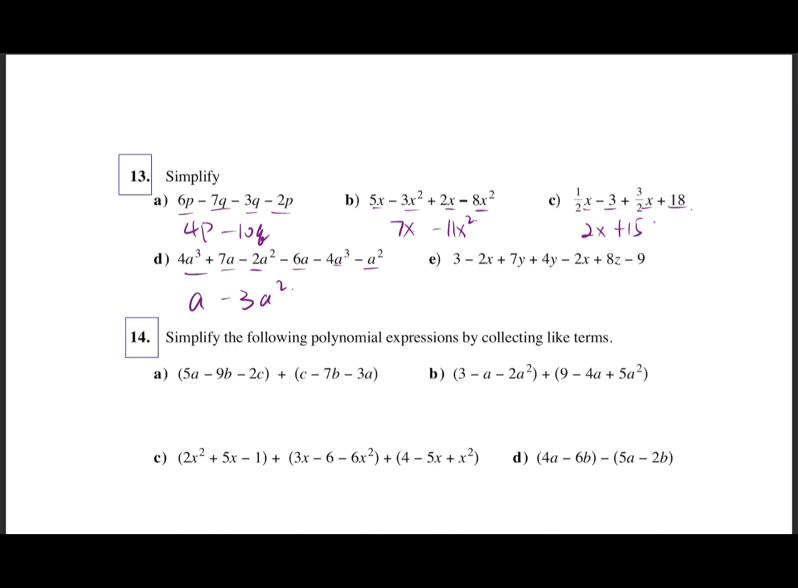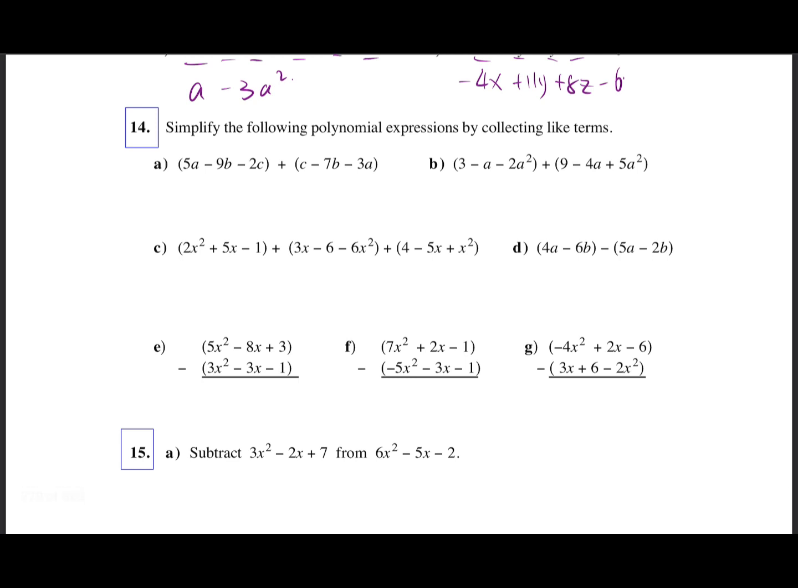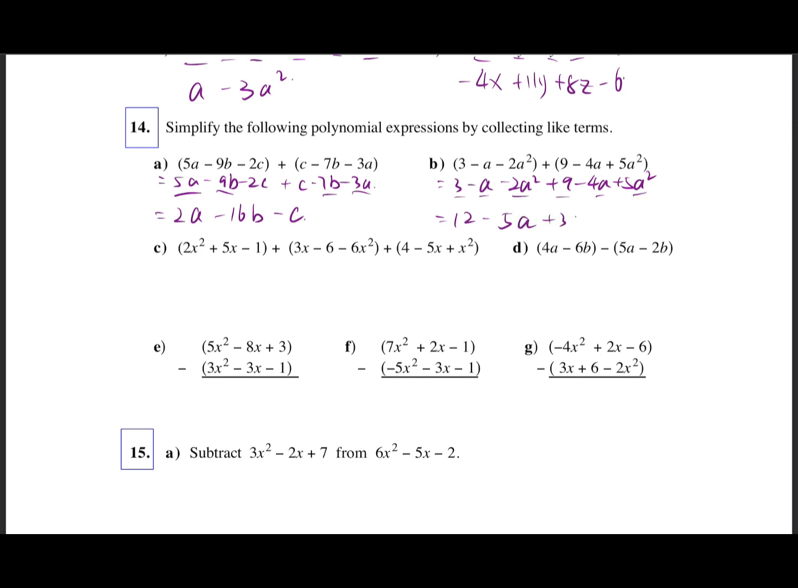And for D, A and A is A, and A squared, so it's -3a squared, and then A cubed, so it's 0. And for E, X, -4x. And for Y, it's 11y, and Z is 8z, and then the constant term -6. And then for 14, we can open the bracket and then combine the like terms, so it's 2a, and then -16b, and then -c. And for 3, the constant term, 12, and a, -5a, and then a squared, so this is +3a squared.